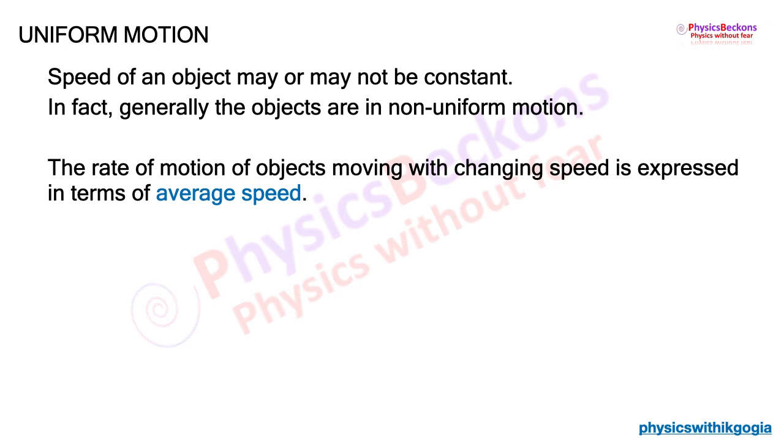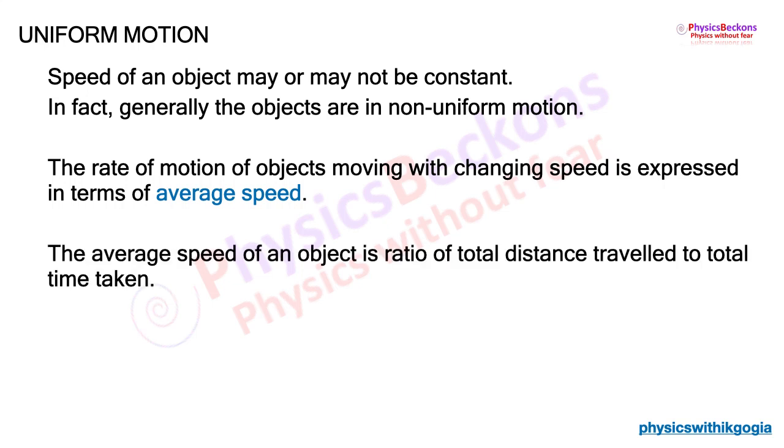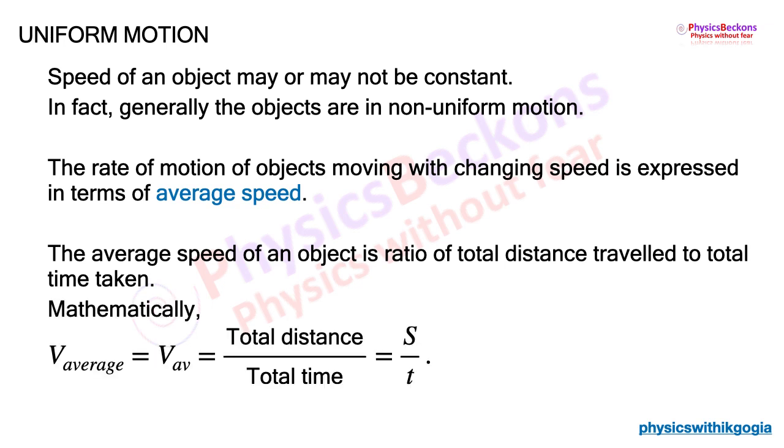The rate of motion of objects moving with changing speed is expressed in terms of average speed. So, if objects continue to change their speed, we calculate average speed of an object. The average speed of an object is the ratio of the total distance traveled by the object to the total time taken. Put mathematically, average speed V_av, with AV used as subscript, is total distance divided by total time, equal to S over T, where S denotes the distance and T the time. So, ratio S over T, total distance divided by total time, is called average speed.